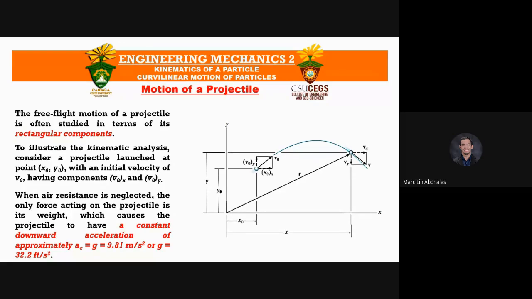And the only force acting on the projectile is its weight, and it causes the projectile to have a constant downward acceleration approximately equal to gravity, which is equal to 9.81 meters per second squared, if the problem uses SI units, or 32.2 feet per second squared if English units are used in the problem.